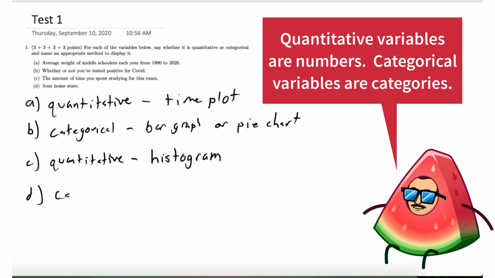And D, your home state. Well, there's 50 to choose from. Each one could be its own category, so it's categorical. And again, a bar graph with the heights being the number from each state, or a pie chart saying the percent from each state. Those are both good options.